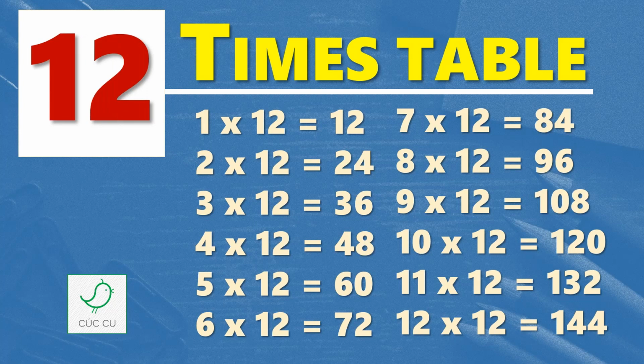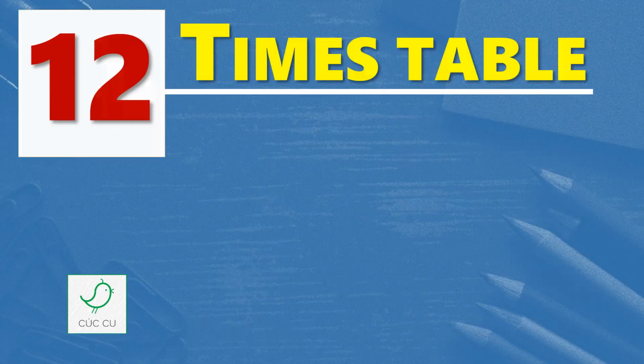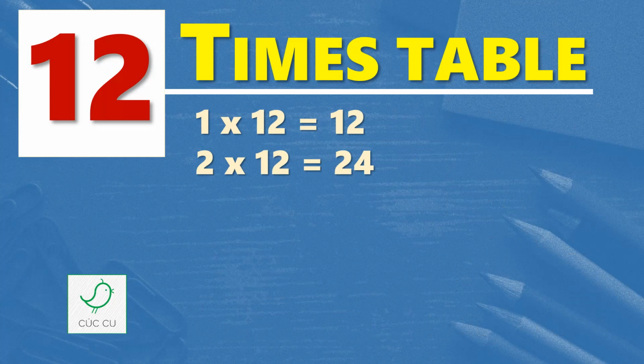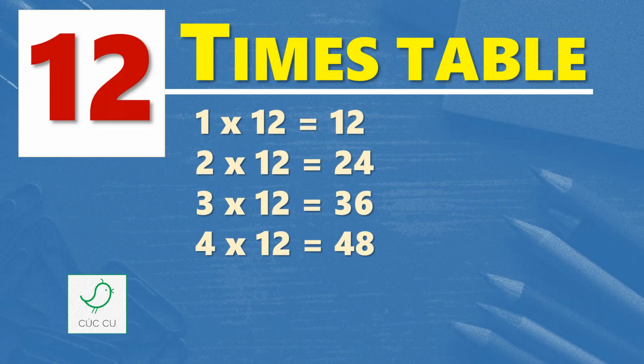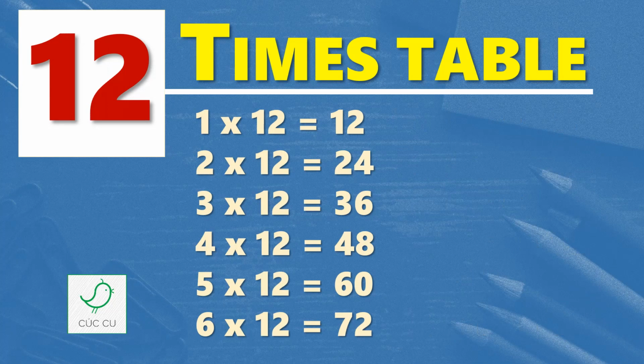Multiplication table of 12. 12 times table. 1 times 12 is 12. 2 times 12 are 24. 3 times 12 are 36. 4 times 12 are 48. 5 times 12 are 60. 6 times 12 are 72.